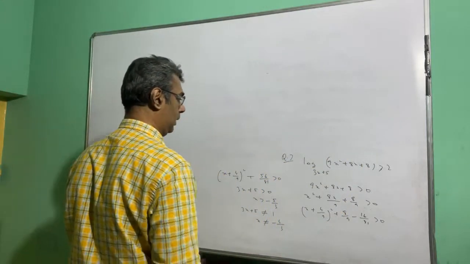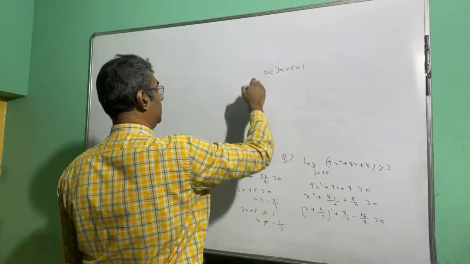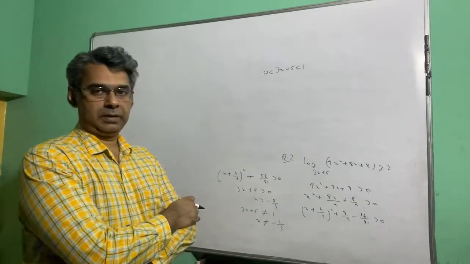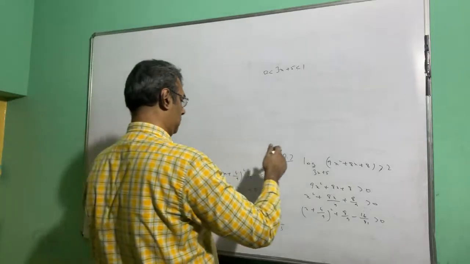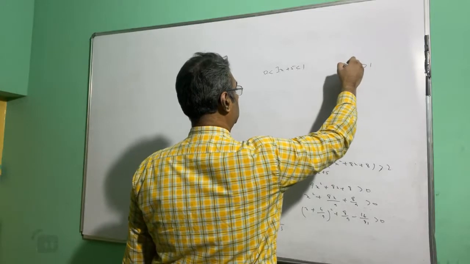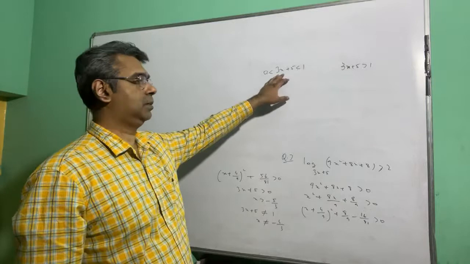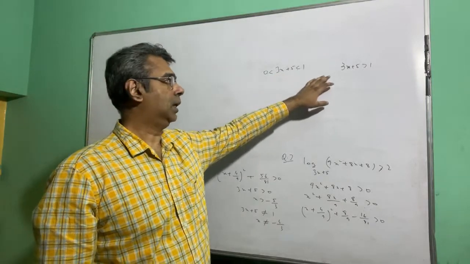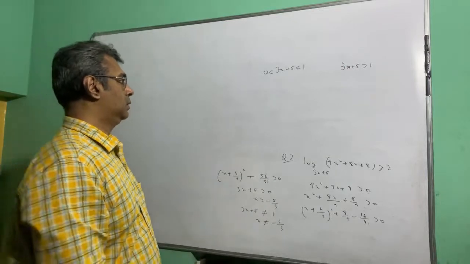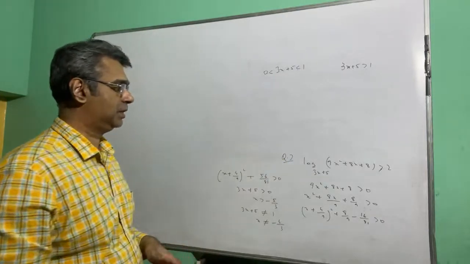Okay, now this 3x plus 5 has to be either between 0 to 1 or it has to be greater than 1. There cannot be any other possibility because you know the base has to be positive. So either 3x plus 5 has to be between 0 and 1. Otherwise 3x plus 5 will be more than 1, but 3x plus 5 cannot be equal to 1. So if 3x plus 5 is 0 to 1, that means 3x plus 5 is a fraction.